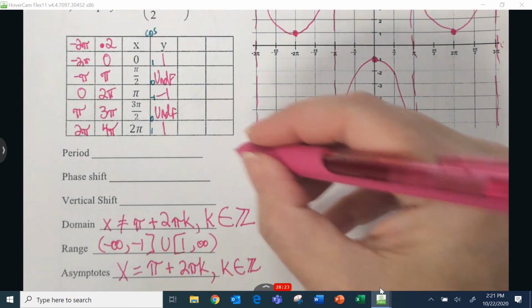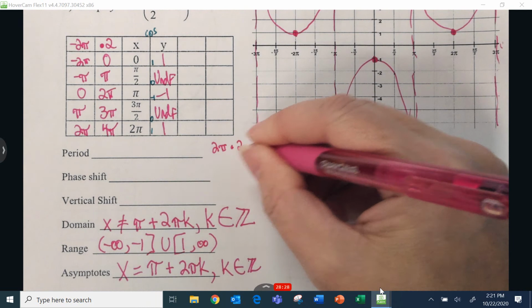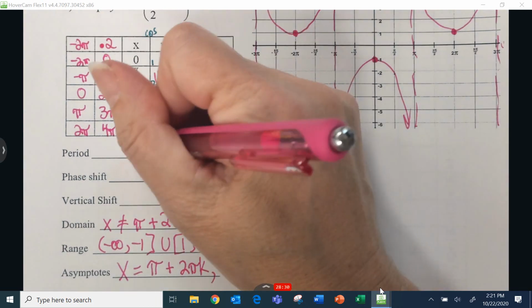All right, so our period is normally 2 pi. We had a horizontal stretch by factor of 2, so that affects the period. Period is now 4 pi.